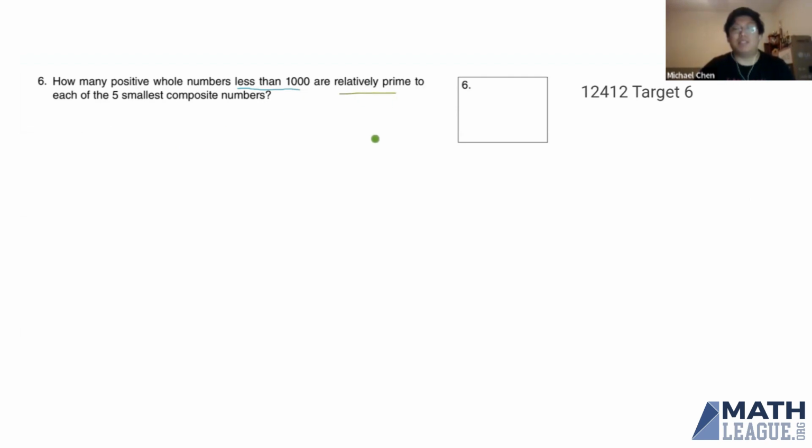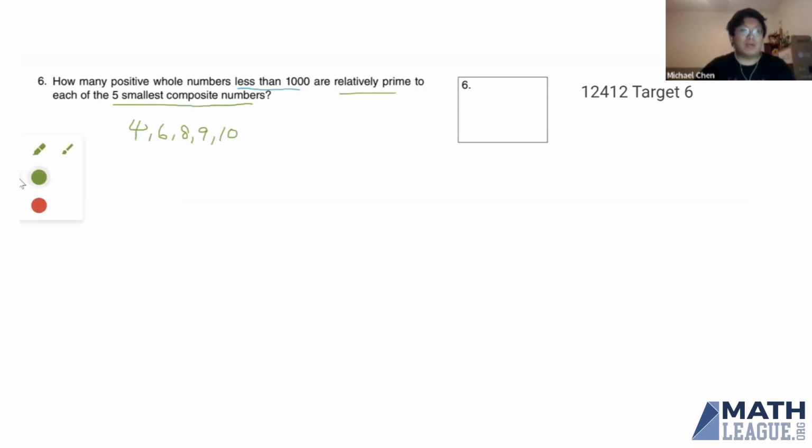Relatively prime means it shares no factors with another number other than 1. And composite numbers are numbers that are not prime. That is, they have at least 2 not necessarily distinct prime factors. So the 5 smallest composite numbers are 4, 6, 8, 9, and 10, because 2, 3, 5, and 7 are prime, and 1 is neither prime nor composite.